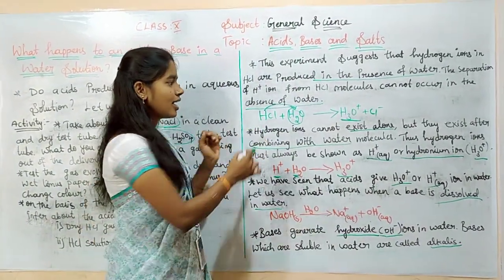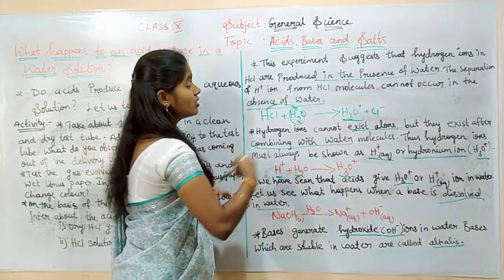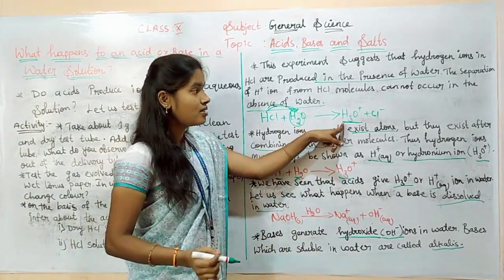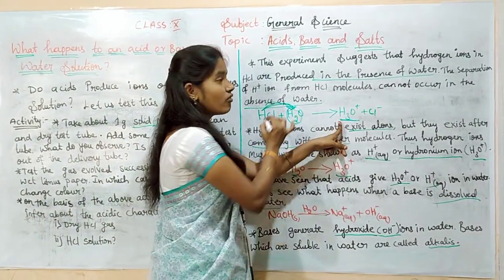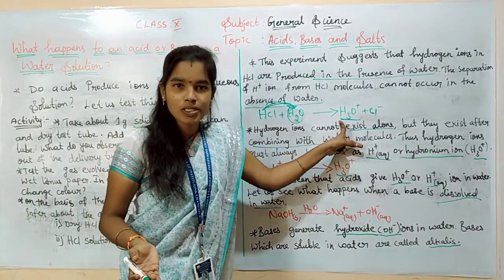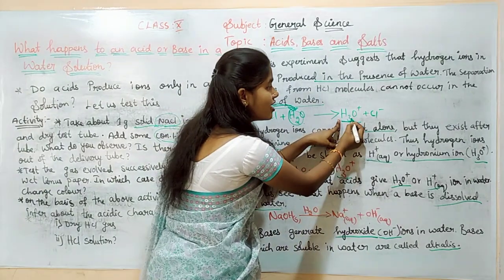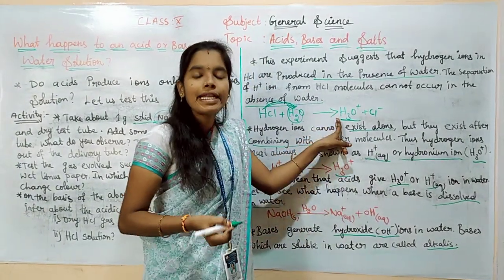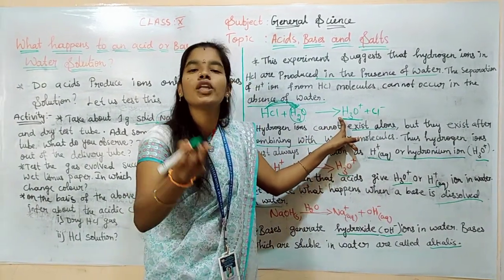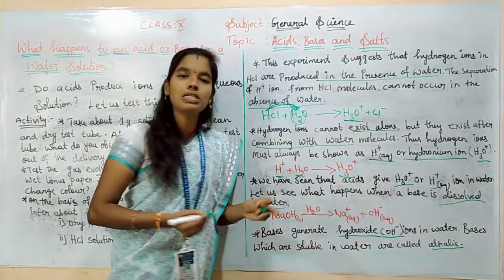So you can see here, when HCl reacts with water, what happens? The acid will produce H plus ions. Is it or not? The ions will react with water, so it becomes H3O plus. H3O plus is nothing but the hydronium ion, and Cl minus will be liberated.